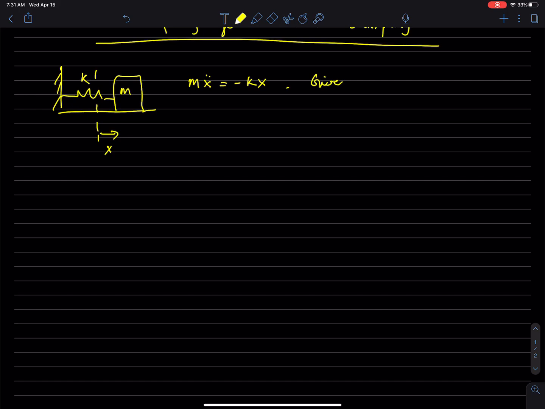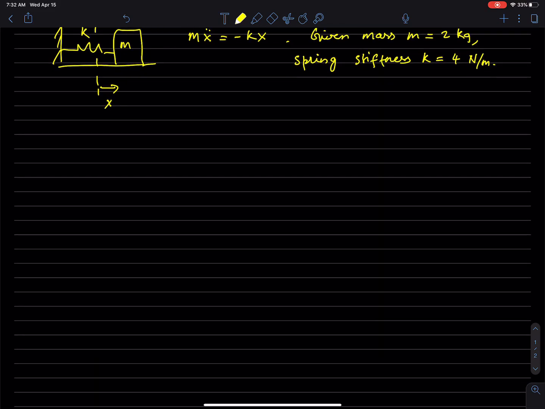So given mass M equals, let's say, 2 kilograms, and spring stiffness K equals 4 Newton per meter, and initial x of 0 equals, this should be 1 meter, and initial x dot of 0 is 2 meters per second.